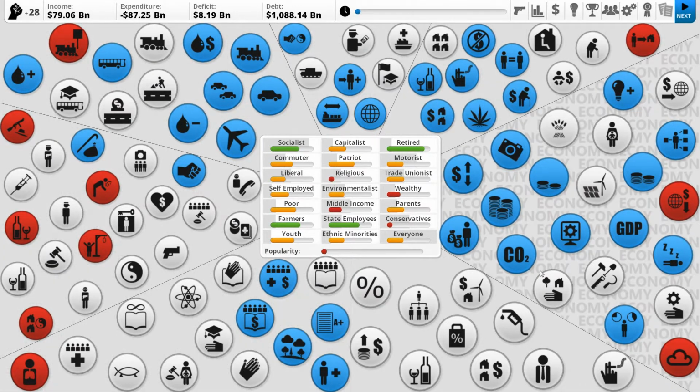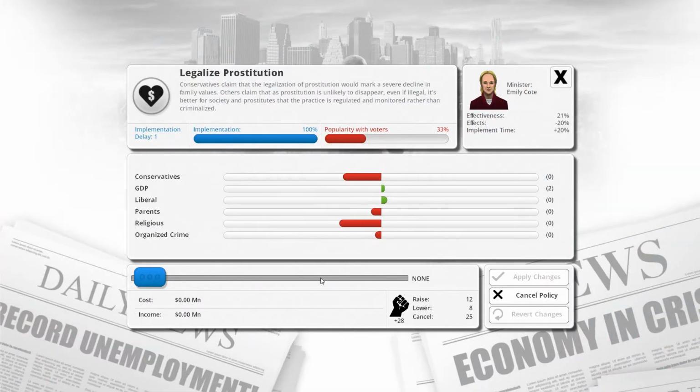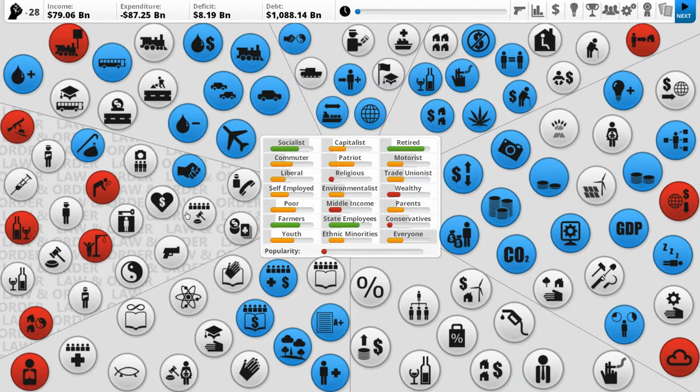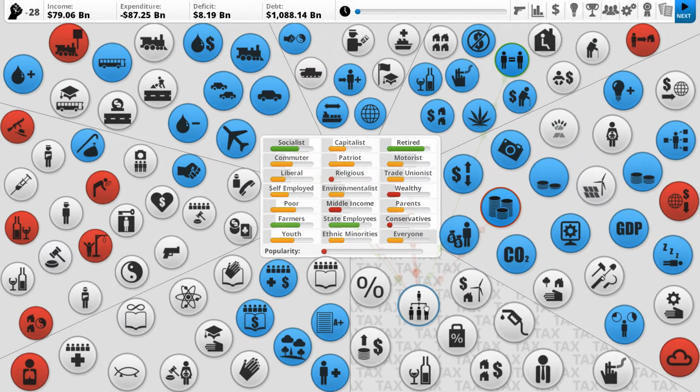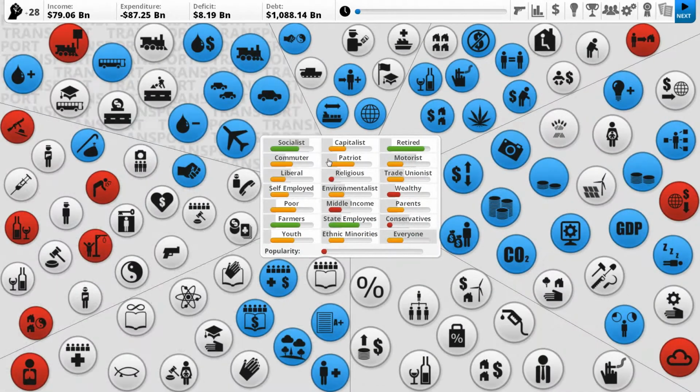Here we are, a bunch of little bubbles. Now, each of the white bubbles represents a policy, and we can change these. For instance, Canada apparently legalizes prostitution somewhat. Or here's a tax one over here. This is inheritance tax, and so on and so forth. We can see our deficit here, our current expenditure, income, basically everything you'd need to run a country.